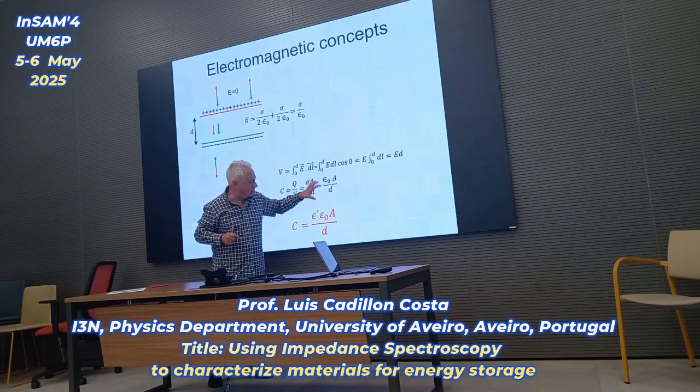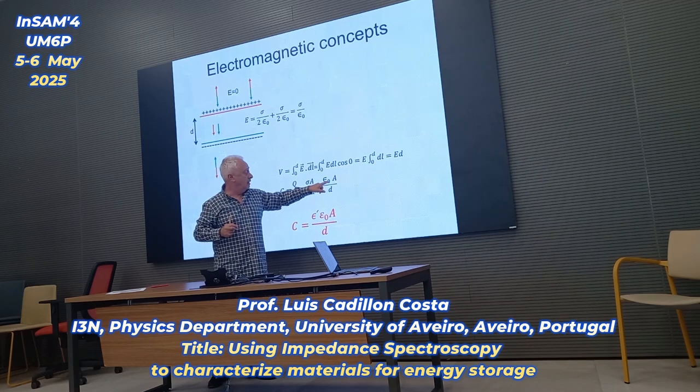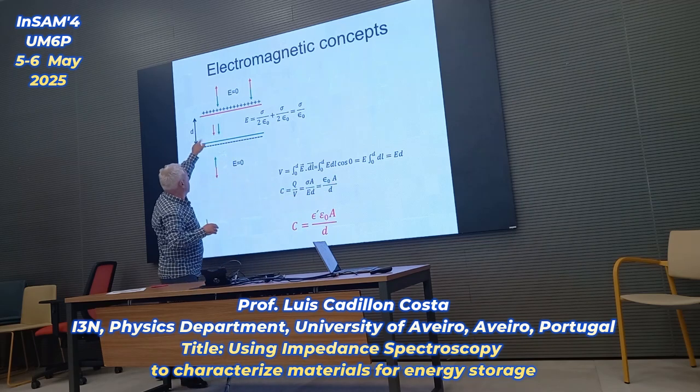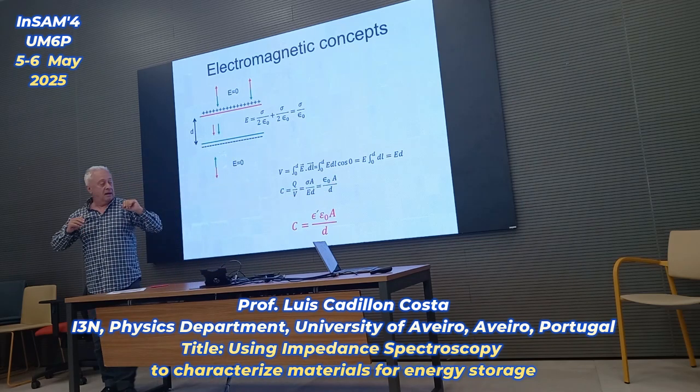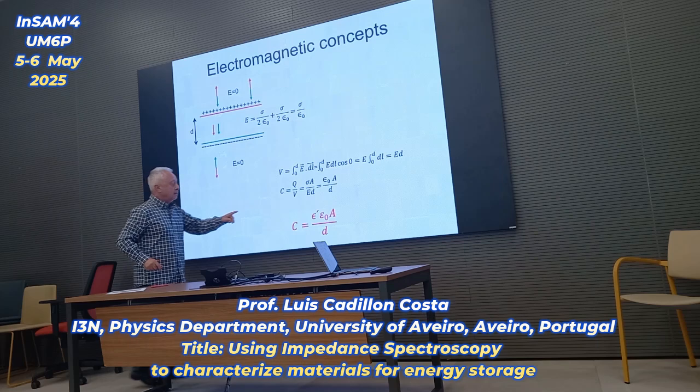We can do some very simple calculus, and at the end we have the capacitance is epsilon 0, the constant of the vacuum, times A, the surface of the plate, divided by D, the distance between the plates. And the charge that I can store in the capacitor is proportional to C. That means if I want to store a lot of energy, I must increase C.